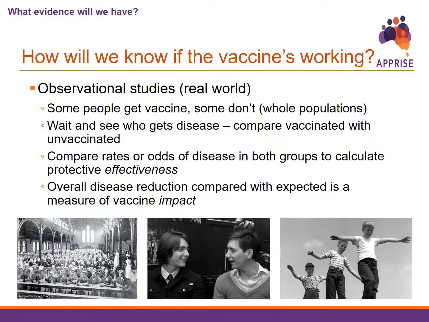And there are a number of study designs that can be done to gather this information, looking at institutional outbreaks, comparing people identified as cases with others who haven't had the disease, or by following large groups of people whose vaccine status is known and waiting for cases to be identified. By comparing the rates or odds of disease in both groups, we can calculate the protective effectiveness of the vaccine, which is the measure of how well the vaccine protects in a real-world setting.